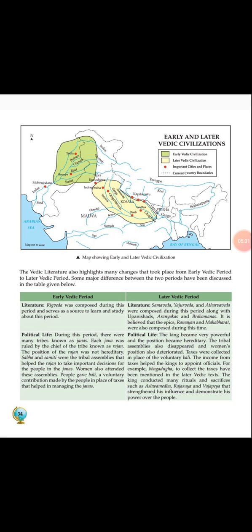It means that in the political life of the later Vedic period the king became a powerful ruler, the hereditary system developed, and the Sabha and Samiti also disappeared. Women also lost their power and had no rights. Bali also became a tax, and another tax, Bhagadugha, is mentioned. Other ritual systems and sacrifices also developed, like the Ashwamedha Yajna, Rajasuya Yajna, and Vajapeya Yajna.